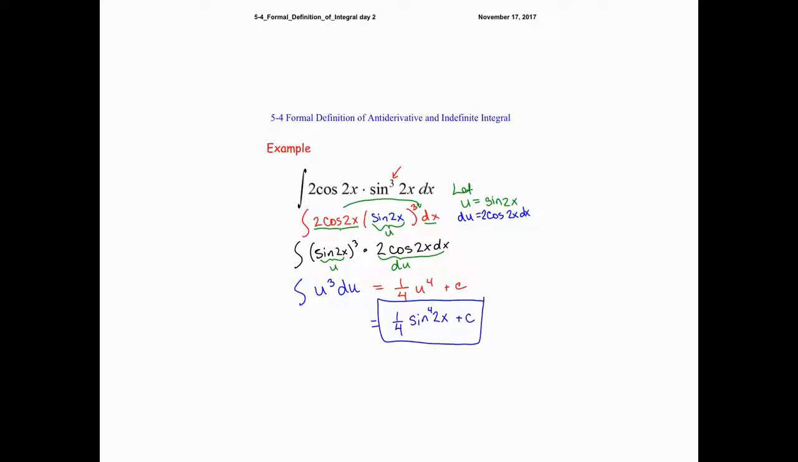Alrighty, so we already did a little bit of antiderivatives the other day, but let's look at some like this.